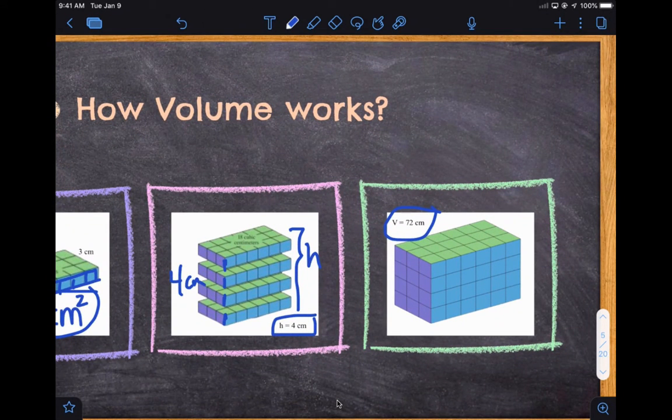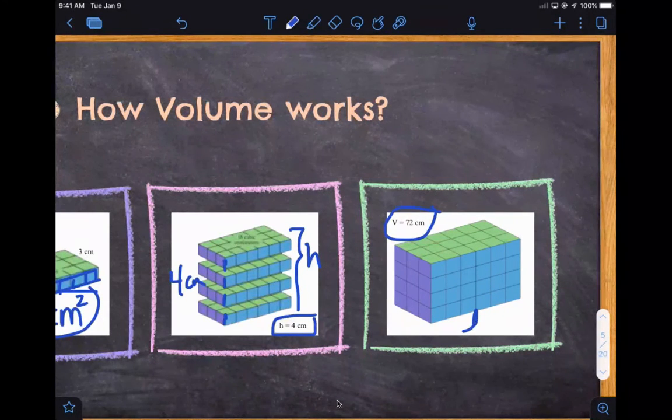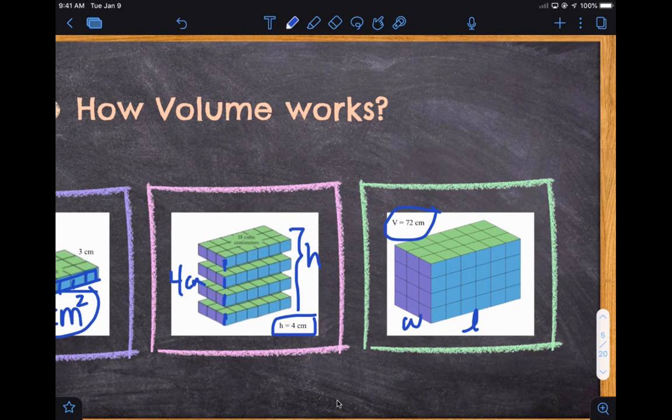You used to say the volume of a rectangular prism back in elementary as length times width times height. But if you think about it, if you multiply length times width, what you're doing is getting the area of the base, and then you multiply by the height of the prism.